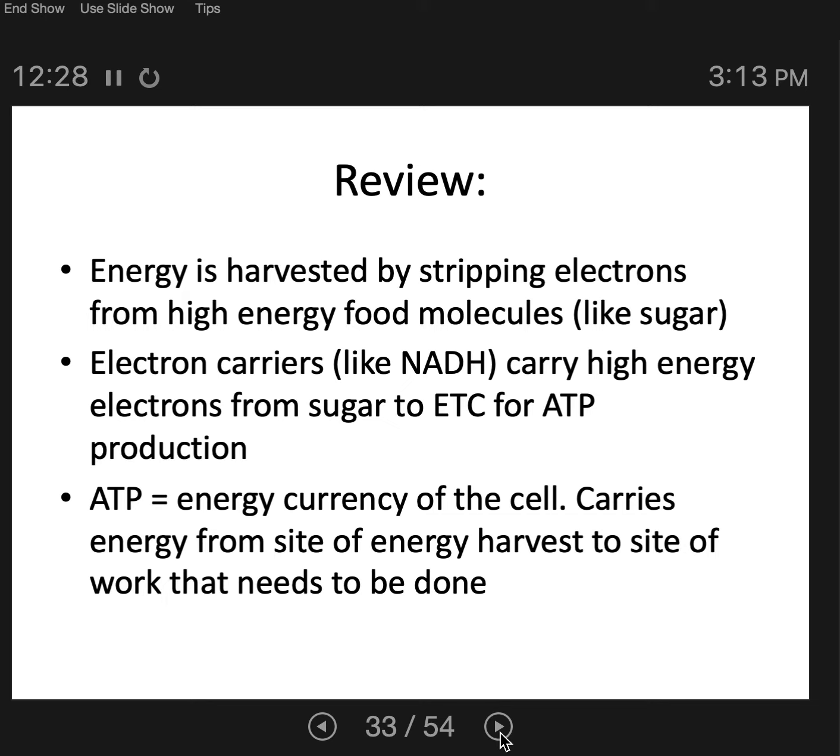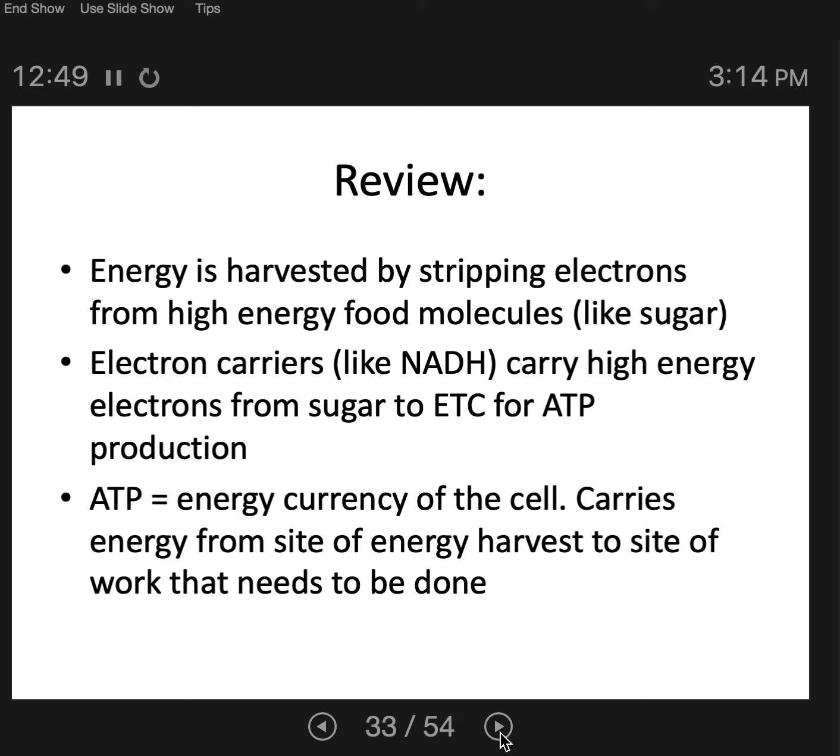So before we go over the electron transport chain, which is the hardest part of this, I just want to do a quick review. Energy is harvested by stripping electrons from high energy food molecules like sugar. Electron carriers like NADH and FADH2 carry those high energy electrons from sugar or fats or whatever food molecule it is to the electron transport chain to drive ATP production.